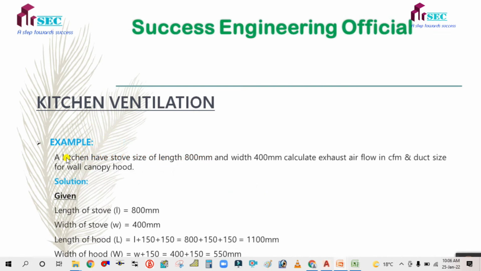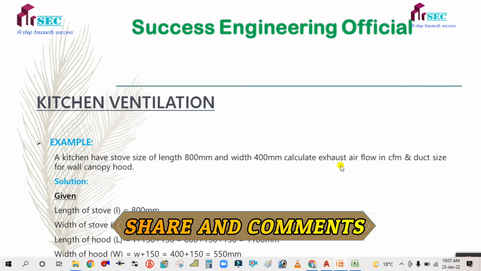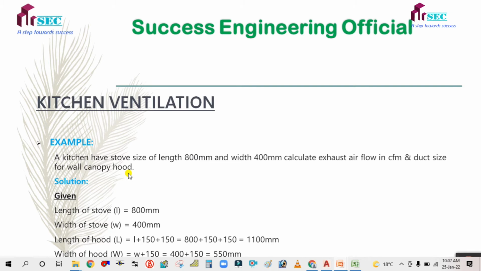Next, see one example. A kitchen has a stove, the length of the stove is given as 800 mm and the width is 400 mm. Calculate the exhaust air flow in CFM and duct size for a wall canopy hood. So this is your formula and this is your example. You can see the length of the stove is given, I am considering a small l, 800 mm, and the width of the stove is also given, 400 mm.